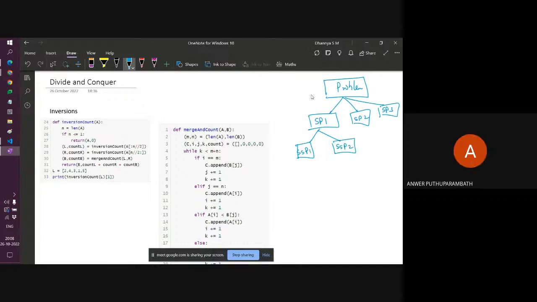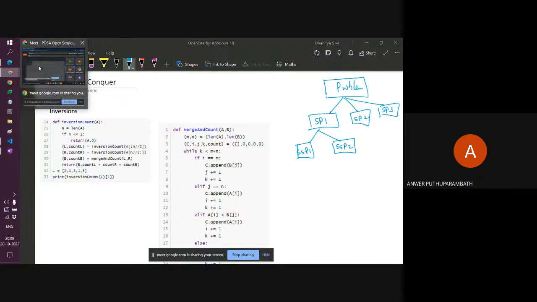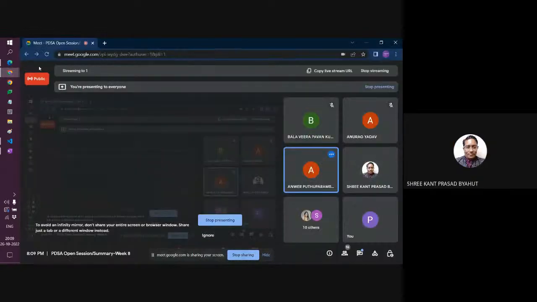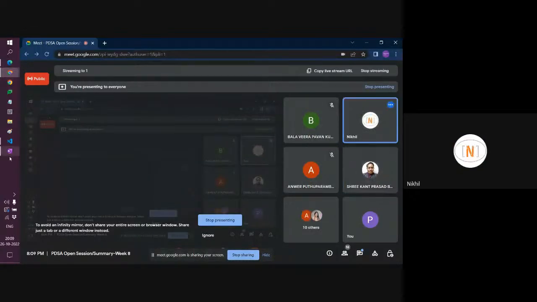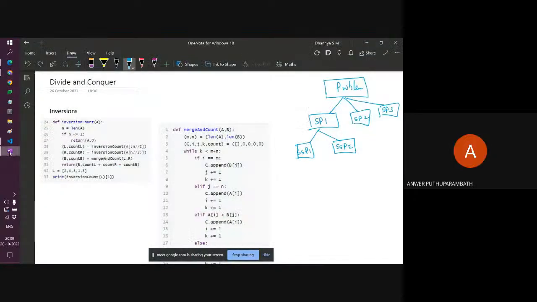I think your screen is not visible. No, it is visible. Yeah, it is visible. Okay, let me check it out. Reconnect it.